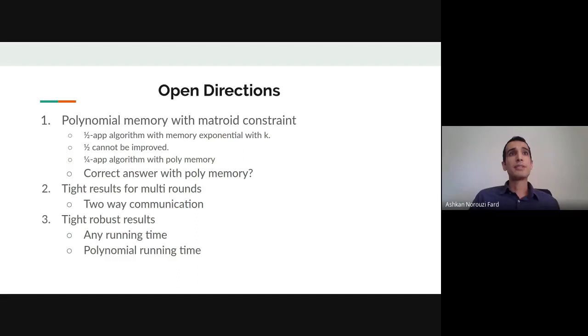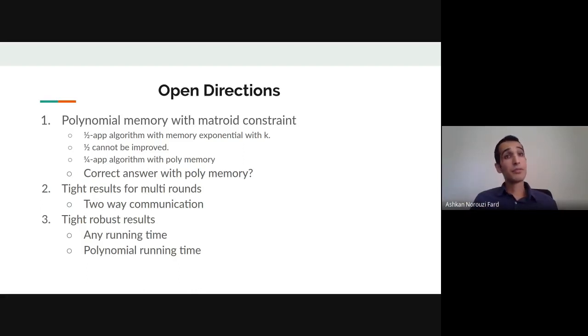For the matroid constraint, it's known that 1/2 is tight, but the algorithm uses exponential memory in k. And among the algorithms that use polynomial memory, the best known approximation ratio is 1/4. So one natural question to ask is what's the correct answer if we are only allowed to use polynomial memory? And also, what results can we get if we allow two-way communication? This will have application in multi-round streaming.